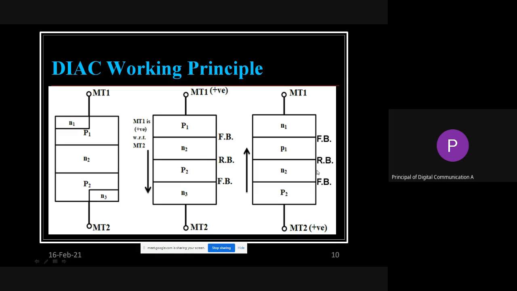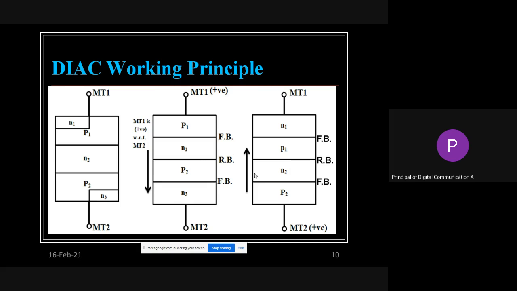So when it crosses the reverse breakdown voltage again, the current flow will be more, a sudden current is going to flow. This is how the current flows via P2 N2 P1 N1, and the diac will be on in either direction. So this is the bidirectional working principle of the diac.